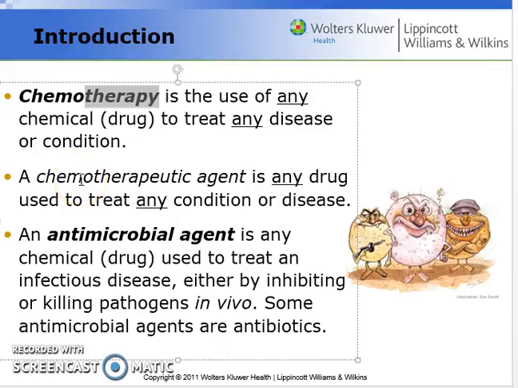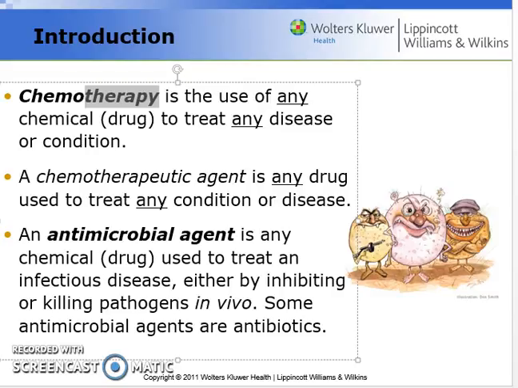So chemotherapy is treatment through the use of a chemical, which we know in the form of drugs. A chemotherapeutic agent is any drug or any treatment used to treat a condition or a disease. So chemotherapeutics are what we use in the process of chemotherapy. Now, there's all kinds of different microorganisms out there that can elicit infection, right?